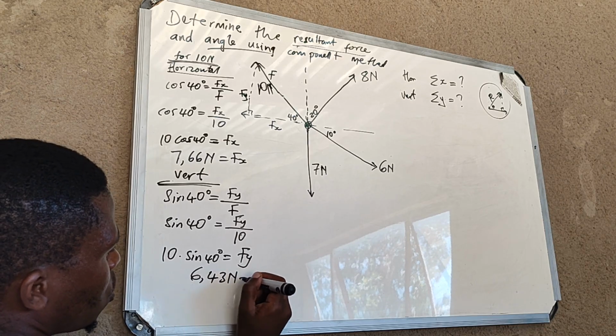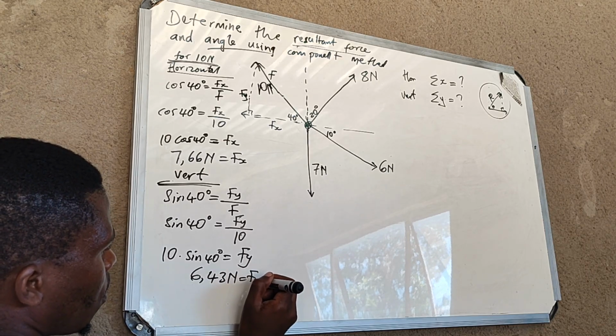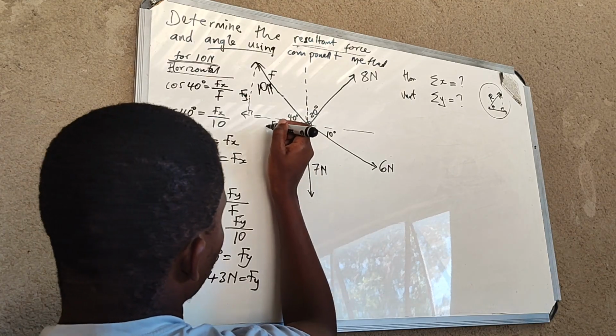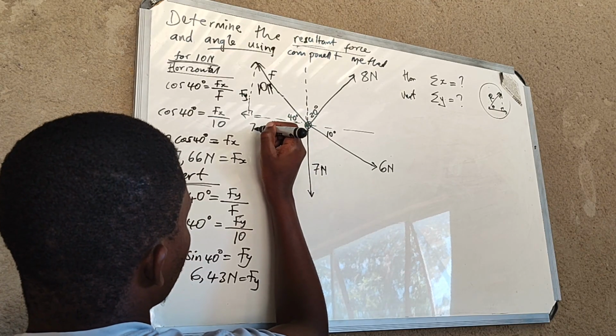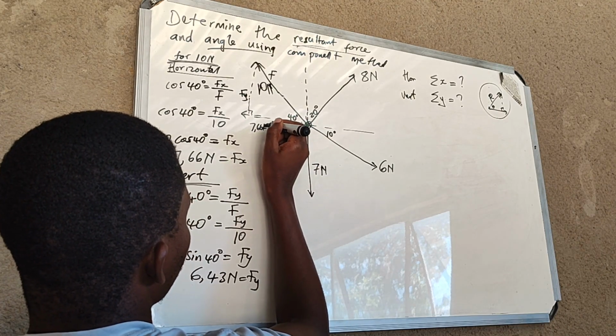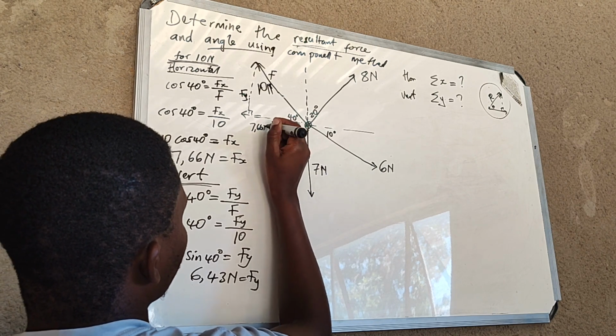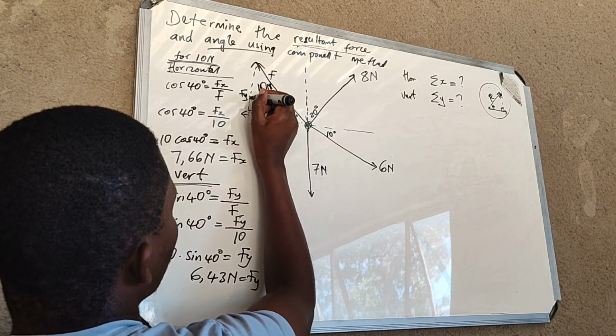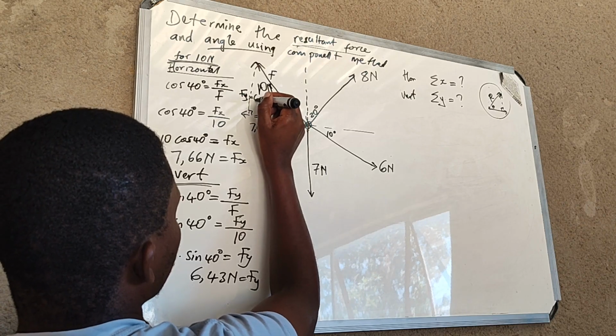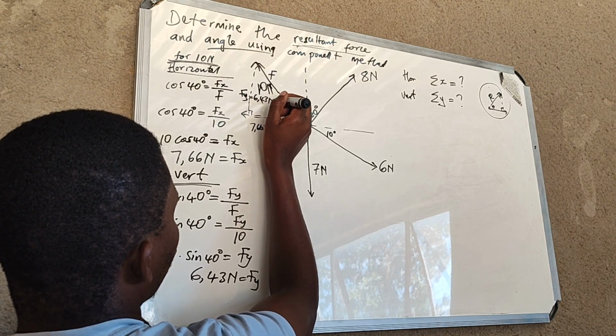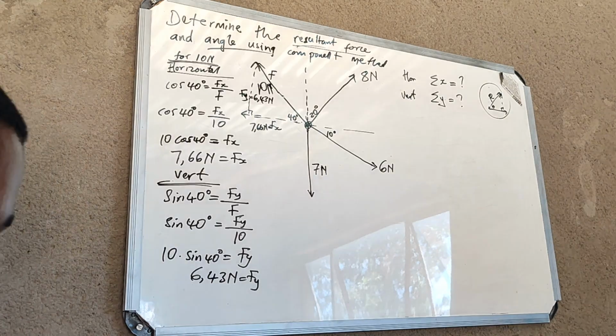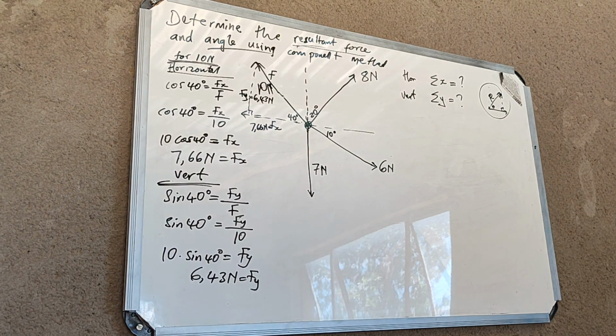6.43 newtons is fy. So maybe we can squeeze them here to have 7.66 newtons, and of course here we can have 6.43 newtons. So can you see that we are working with the vertical and the horizontal? Those that are given not in vertical or horizontal, we are not taking care of them.